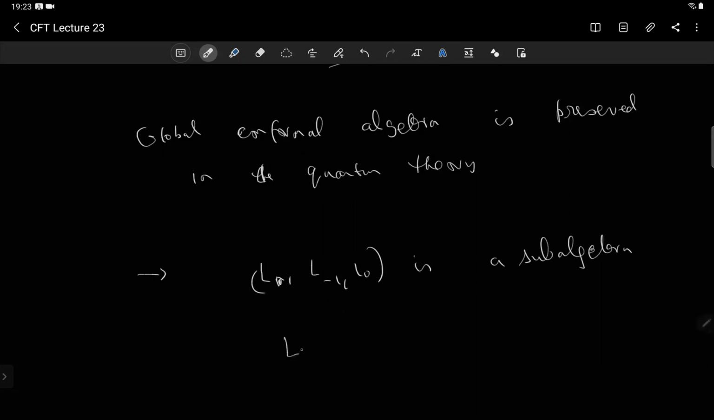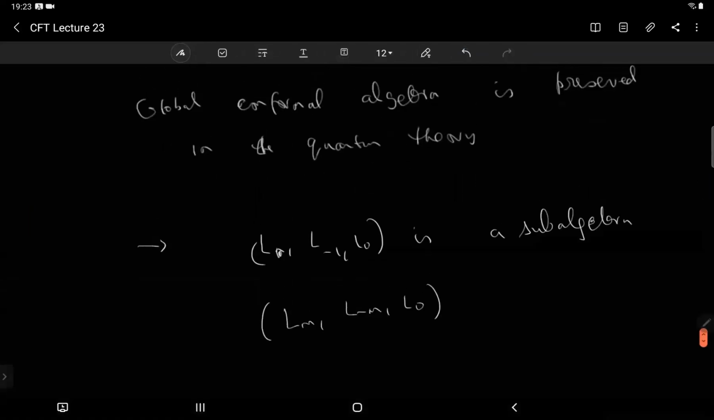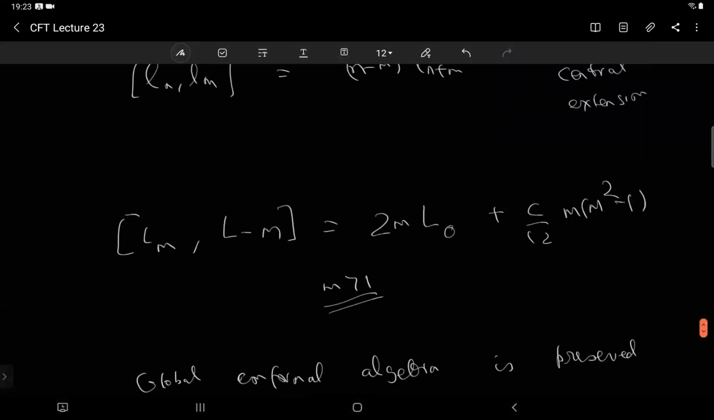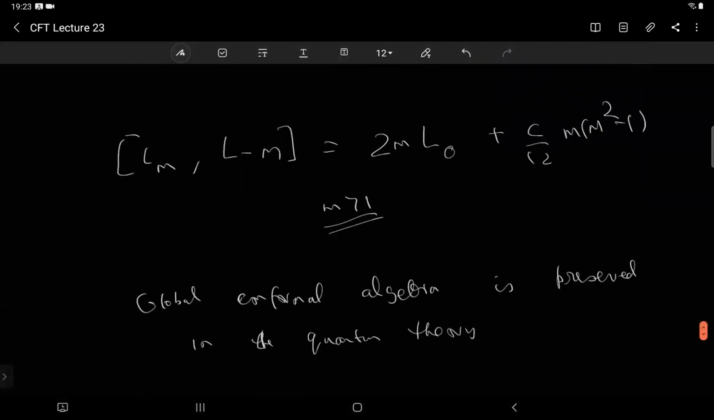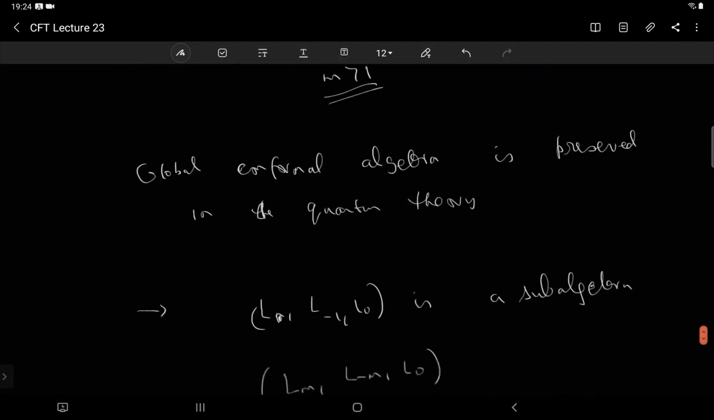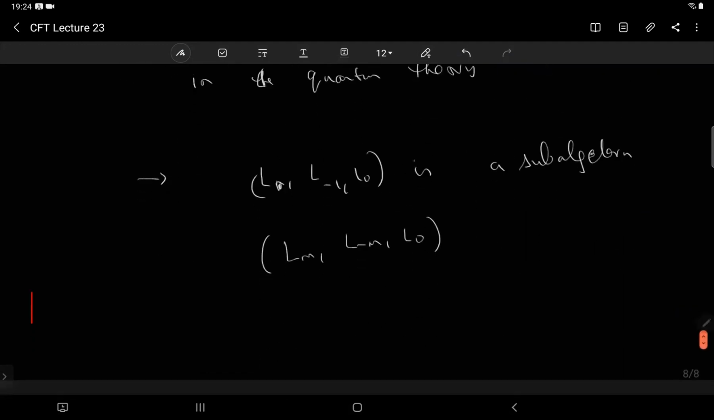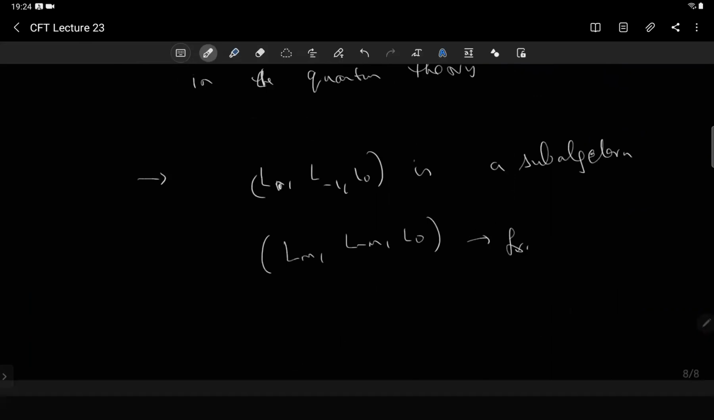But then there are other subalgebras like Lm, L minus m, and L0. This also forms a subalgebra, because if you take the commutator of Lm and L minus m, then you have L0 plus a constant. Similarly, if you take Lm and L0, you will get Lm. And if you take L minus m and L0, then also you will get L minus m. So it forms a subalgebra. But these are subalgebras with the extension that the c by 2 term is there.